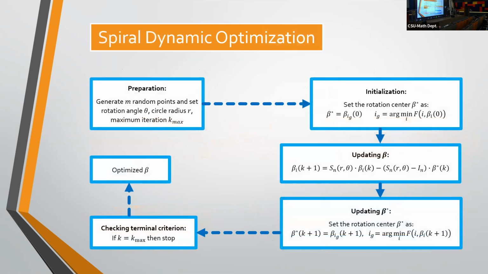So we have this scheme for spiral dynamic optimization. For the preparation, we generate random points and set up the spiral; we need a rotation angle, a radius, and also a maximum iteration. Then we set up the initialization for beta, update the beta value and beta star, and then we check the final criterion, then we get the optimized value of beta. This is using spiral dynamic optimization.